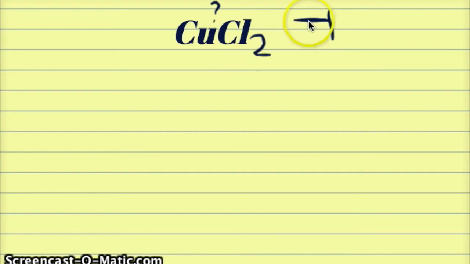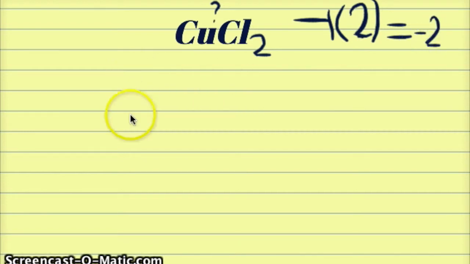So we know that chloride is a -1, but because we have 2, we have to multiply it by 2, and that gives us -2. Now for copper, we have to balance out the positives and negatives. So we know this is going to be a positive because our chloride is a negative already. It's going to be a positive 2, so they can balance out.